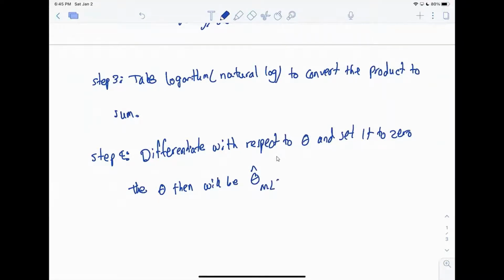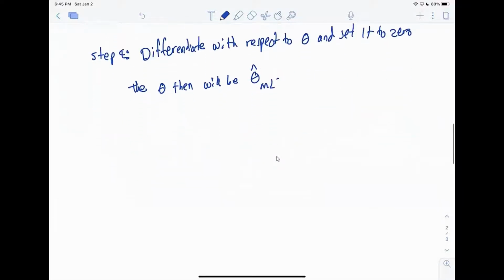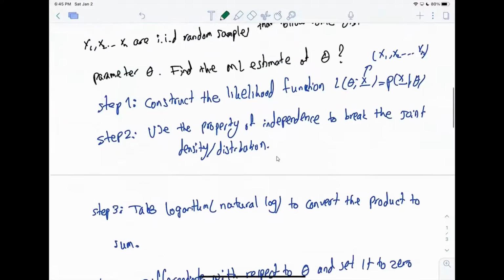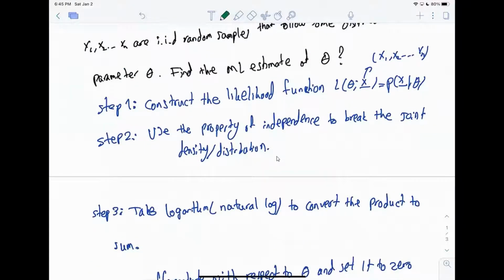Then let's apply this to the problem. So what do we need to do? I will use another color here. We follow the procedure. This is a very generic procedure. You can apply it to any problem. Any problem that has maximum likelihood, you can apply this. Even if it's not IID, you can use this. You just cannot simplify it further.